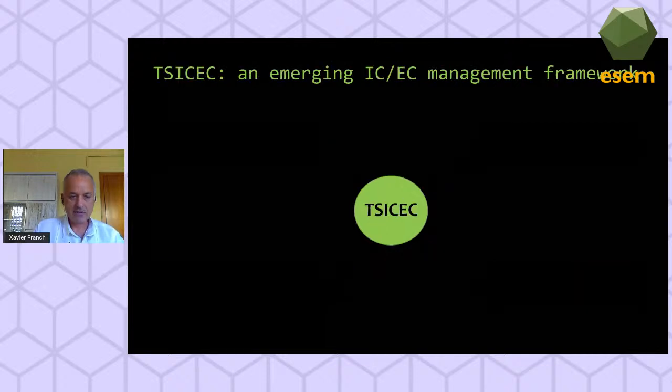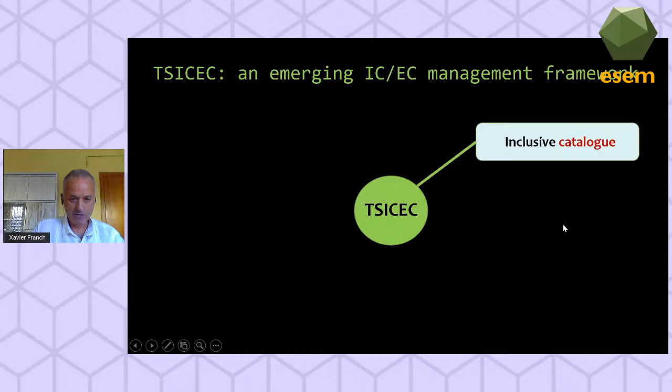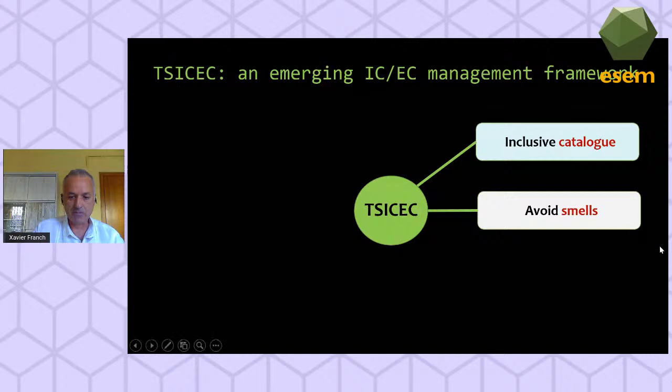As a result of this state of the art, and this is an emerging paper, we propose in the paper an emerging management framework for inclusion exclusion criteria. The framework is called TSIC, that is, Tertiary Studies Inclusion exclusion Criteria. It revolves around six different dimensions. The first one, we propose to use an inclusive catalog, meaning that most of the inclusion exclusion criteria that we have compiled from the papers make sense. This is why they exist. So we are proposing to keep most of them in the catalog.